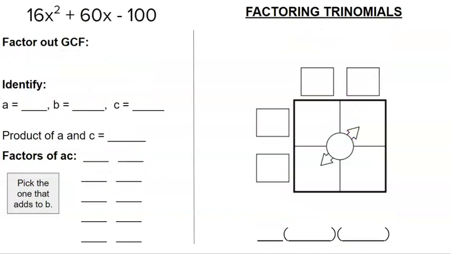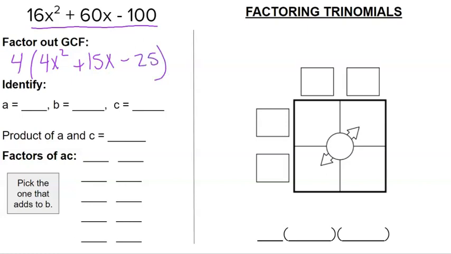All right, we'll try another one. Factor 16x squared plus 60x minus 100. So again, we're going to start by factoring out the greatest common factor of 16, 60, and 100. So their greatest common factor is going to be 4. 4 times 4x squared would give us that 16x squared. 4 times 15 would give us that 60x value. And then 4 times -25 would give us that 100.